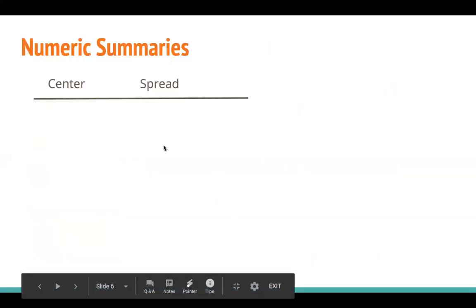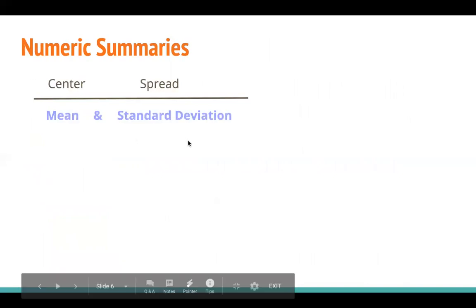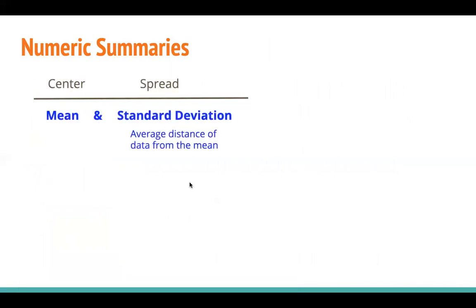Numeric summaries, so make sure you're calculating numeric summaries. Mean and standard deviation go together. Standard deviation is the average distance of all the data values from the mean. Median and IQR go together, and the IQR is the range of the middle 50% of the data.